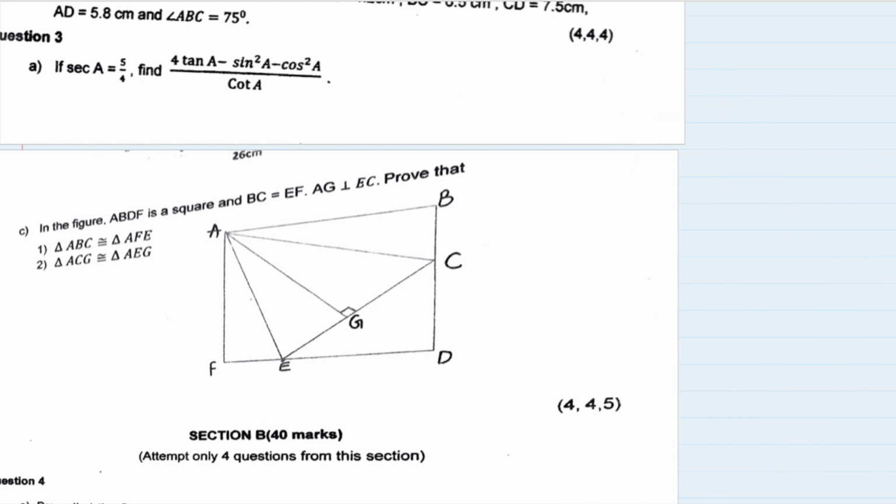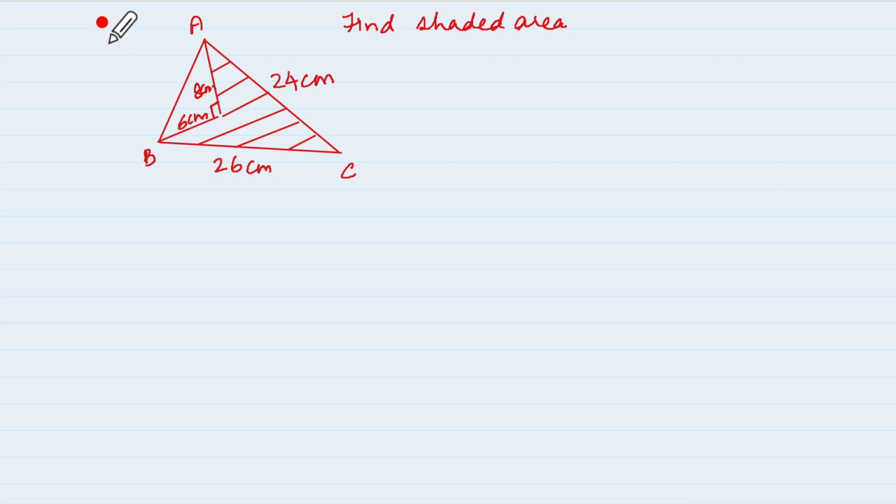Now question B of this paper didn't get printed. So our question 3B didn't get included in the PDF. We have to find the shaded area. So now from here, can you see this point over here? This is D. So this is a right triangle. Can we find the hypotenuse using Pythagoras theorem?